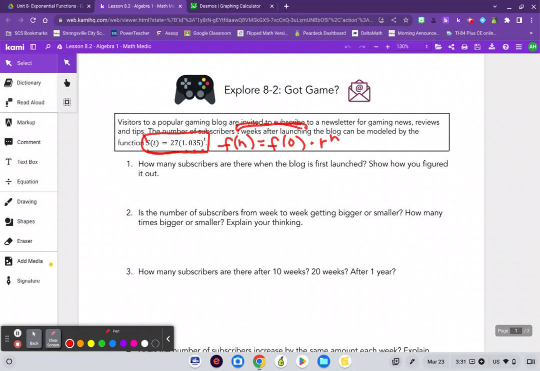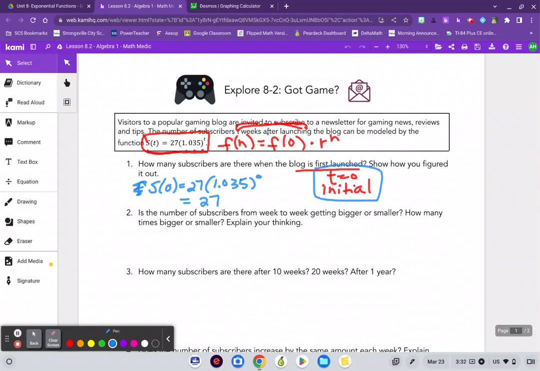All right, so how many subscribers are there when the blog first launched? When the blog first launched, that's really when time is 0. They're asking about the initial amount. There's a couple ways I can think about this. Instead of f of n, I'm going to do s of 0, time is 0. 27 times 1.035 to the 0. If I calculate that, I just get 27. So it really fits that when time is 0, that initial amount, that coefficient that we had yesterday in our equation, is matching the coefficient in this equation as well.